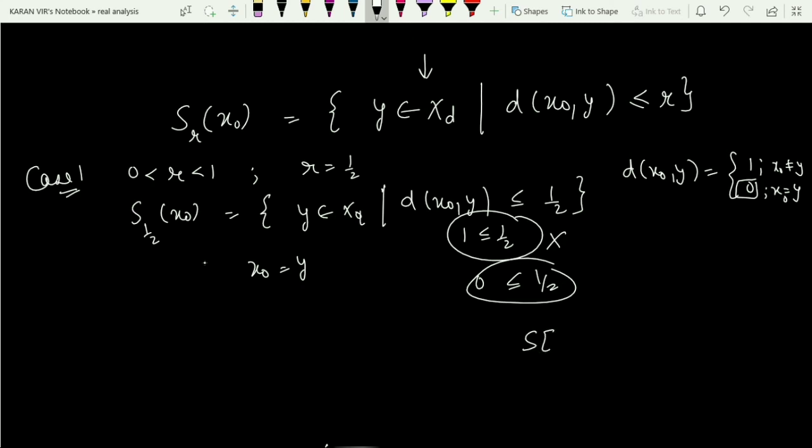now generally I will denote the closed sphere as this. So whenever my r is less than 1, the closed sphere in this case will be nothing but the singleton point x. Now what about if r is greater than 1?